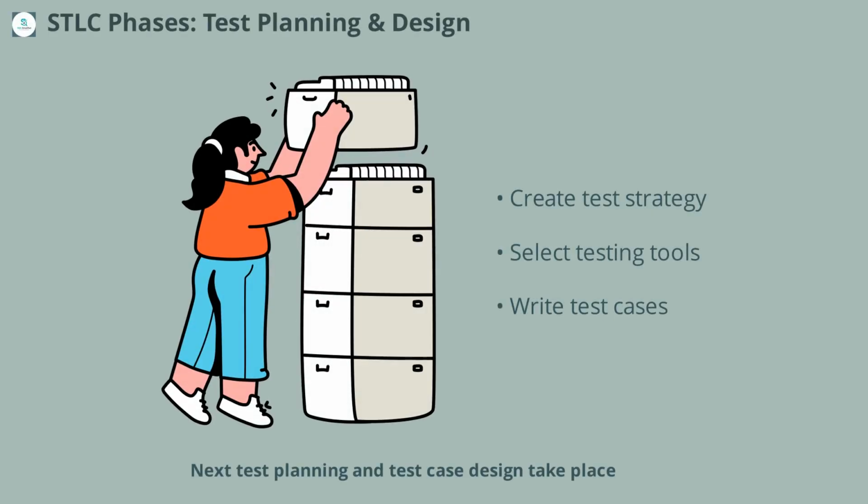Next, test planning and test case design take place. The QA lead creates a testing strategy, selects tools like Selenium or Postman, and sets timelines. Detailed test cases are written, such as, when a user logs in with valid credentials, the home page should appear. This phase ensures testing is thorough and organized.